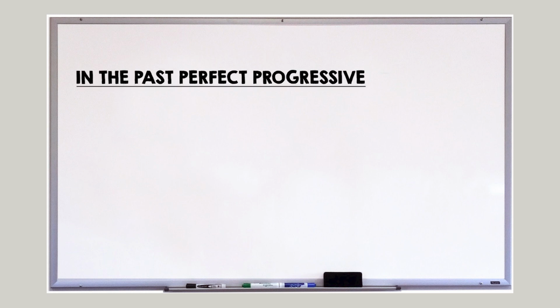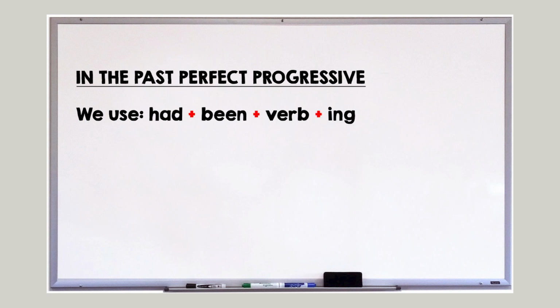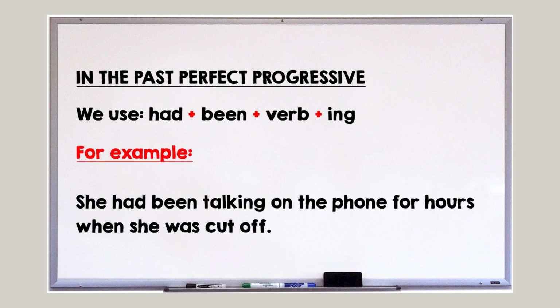Okay, now let's move on to the past perfect progressive. In the past perfect progressive, we use had plus been plus verb plus ing. For example, she had been talking on the phone for hours when she was cut off.